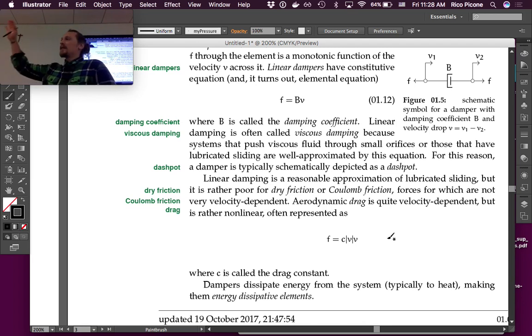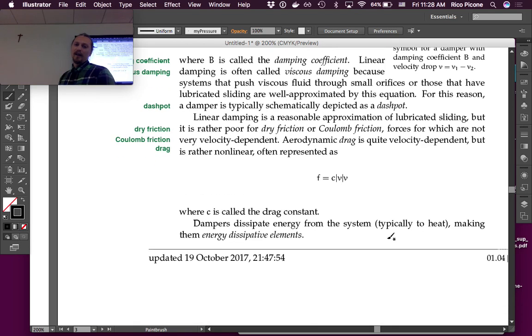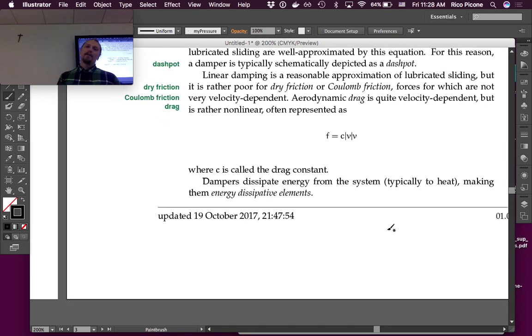They lowered the speed limits in a lot of places in response to that, because you get better fuel efficiency when you don't have to deal with all this drag force from being really fast. There's that. All right. Dampers dissipate energy from the system, typically to heat, making them energy dissipative elements. So springs and masses are energy storage elements, but a damper is an energy dissipative element.